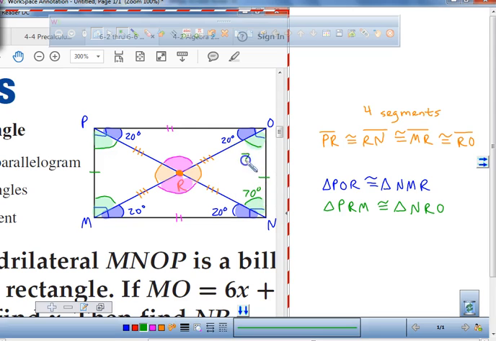So that's got to be a 70. Just remember, the green and the blue always have to add up to 90 degrees.